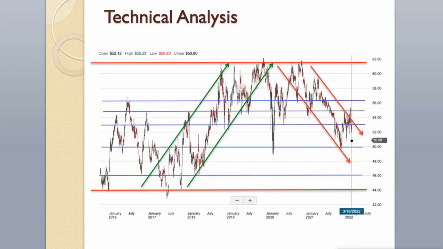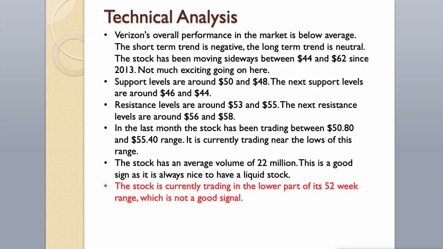In the last month the stock has been trading between $50.80 and $55.40 range. It is currently trading near the lows of this range. The stock has an average volume of 22 million. This is a good sign as it is always nice to have a liquid stock. The stock is currently trading in the lower part of its 52-week range, which is not a good signal.